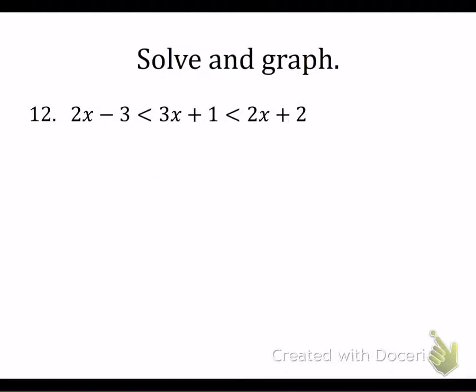All right. Number 12. Are you ready? So we want to find the value of x that would make this part smaller than this part and this part smaller than this part, okay? So you can separate them if you want. That might make it a little easier since we have so many variables going on.